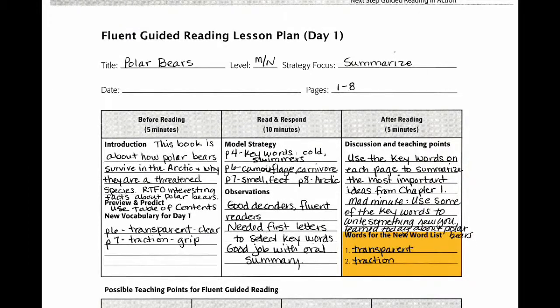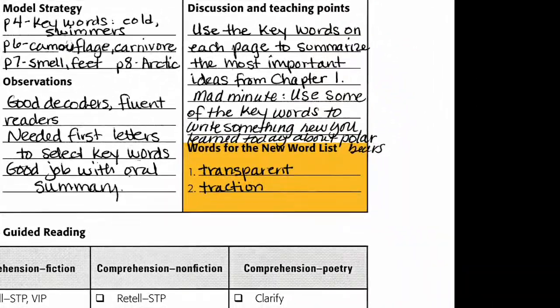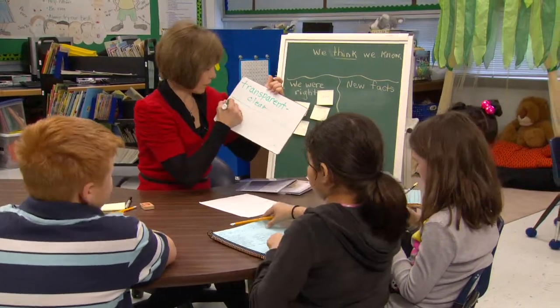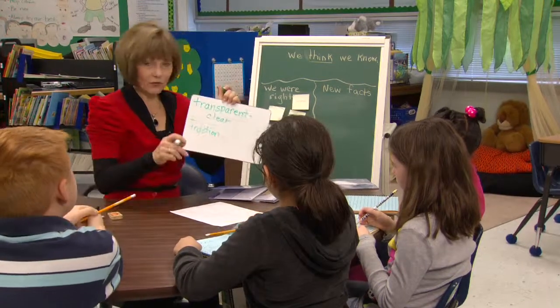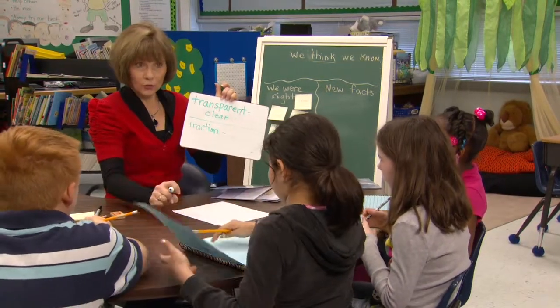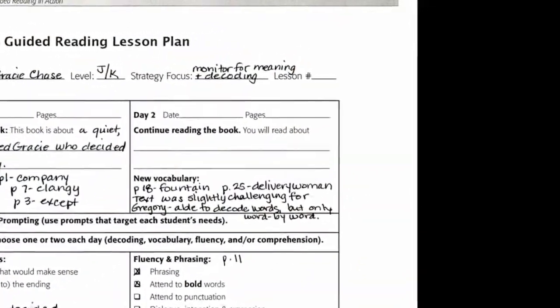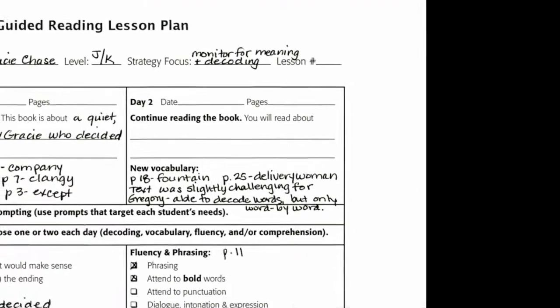For fluent readers, wrap up the first day of the lesson by having them add 2 words to their new word list. Students should work with these words during independent literacy activities and try to incorporate them into their speech and writing. Periodically, assess students on these words. On day 2 of the transitional lesson, students will usually finish reading the book. Follow the same structure on day 2 as you did on day 1.